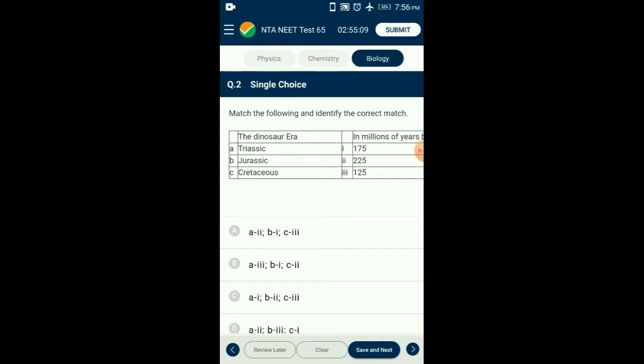The first period is Triassic, where the first dinosaur originated around 225 million years ago. The Jurassic period had giant dinosaurs and was present around 175 million years ago. And the last period is Cretaceous, where the zenith of dinosaurs was observed around 125 million years ago, and they got extinct around 65 million years ago. So the correctly matching option is option A.